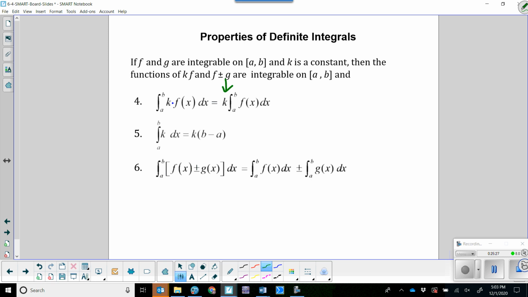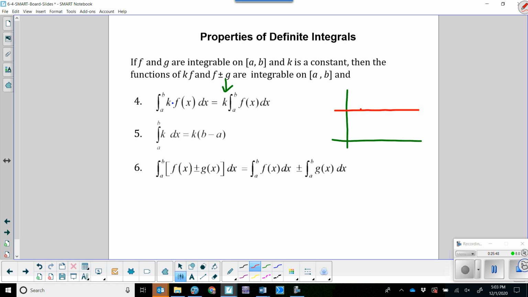Now, number 5, I want to show you why that totally should make sense. So this says if I'm integrating from a to b of a constant dx. Well, what is the graph of y equals a constant? Well, like y equals 3. That's going to be a horizontal line.